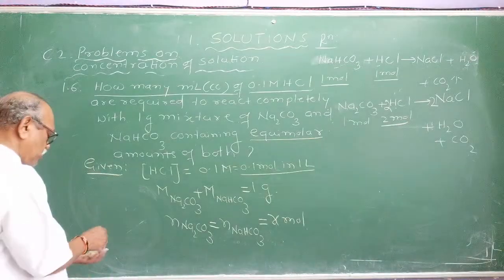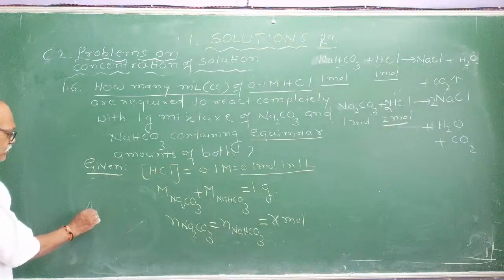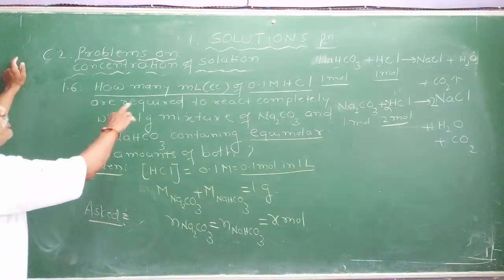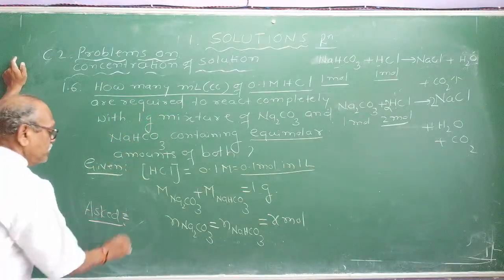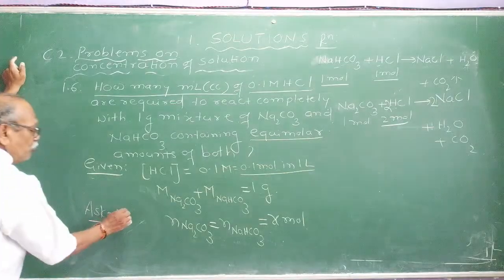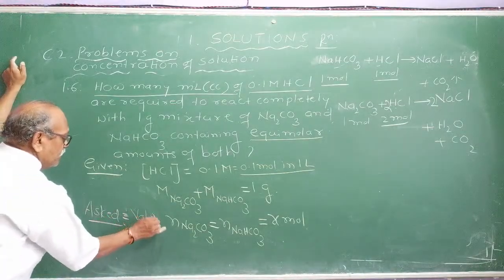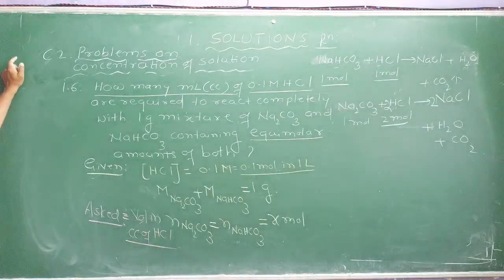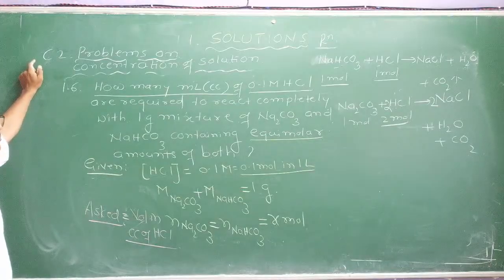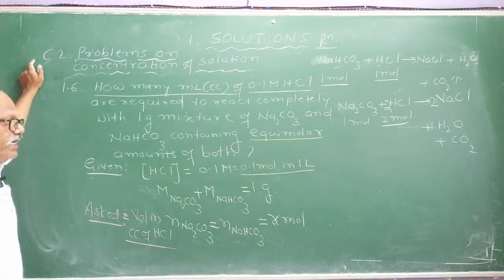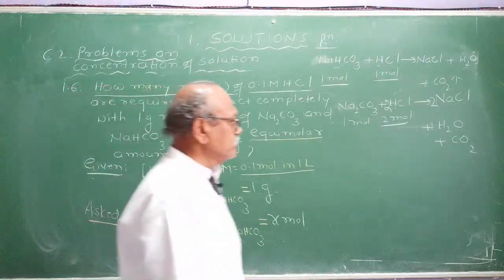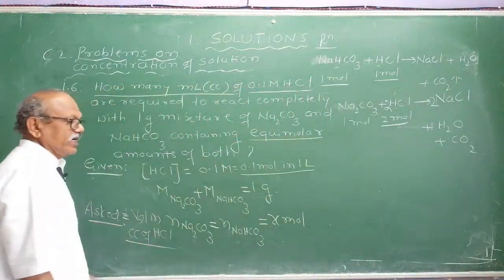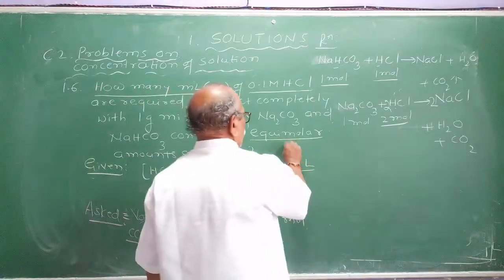What is our ask now? We will go for the ask. What you are asked is a very important question, not an easy question. How many milliliters, means volume in cc, of HCl is required here, to completely react, if both of them contain equimolar amounts of the both? Now how do you solve this? Are you getting me? So it requires a little more discussion.